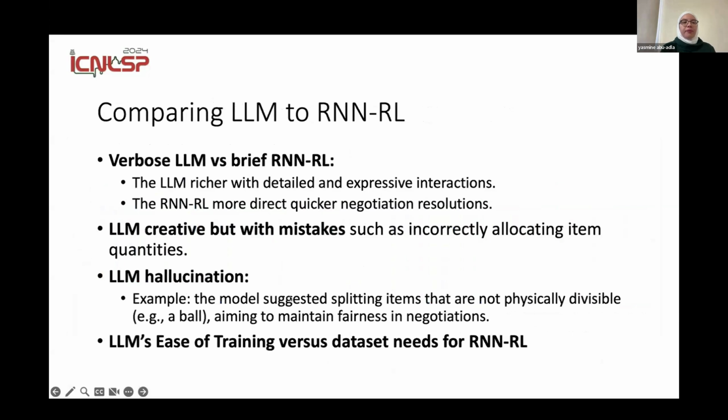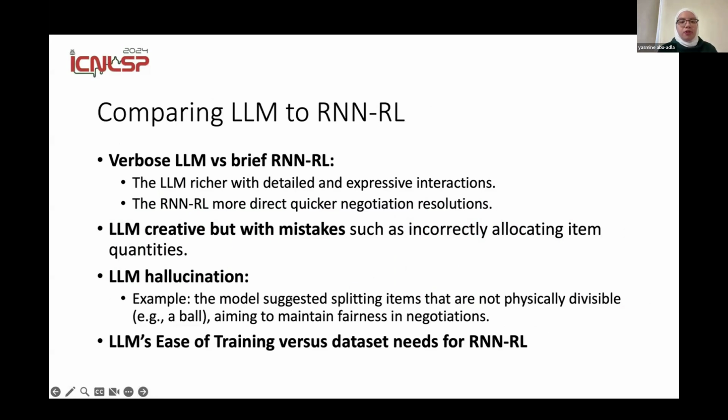Here the LLM actually had difficulty following instructions in Arabic. So if we compare both side by side, the LLM was way richer and had more expressive interactions. However, the RNN was quicker to reach resolutions. The LLM was creative, but had some mistakes where it would incorrectly allocate item quantities. This will be seen later in my paper and a later paper as well that I'll be talking about.